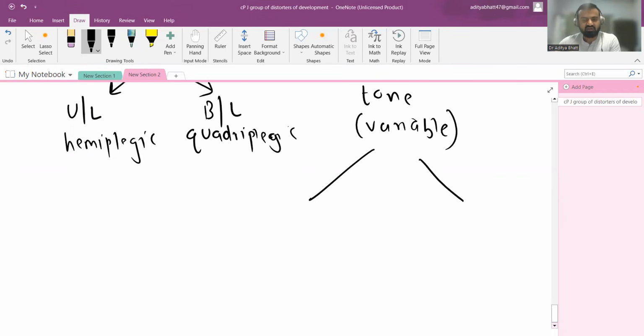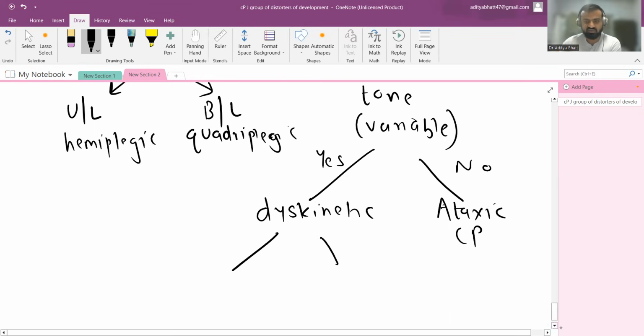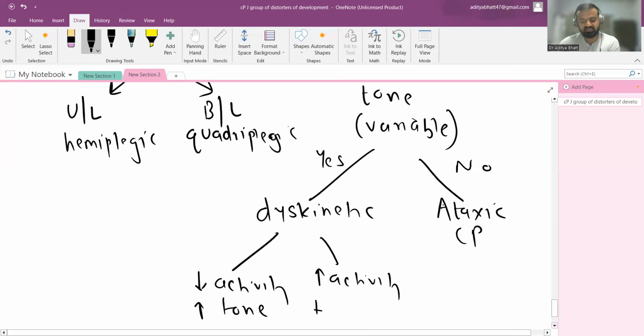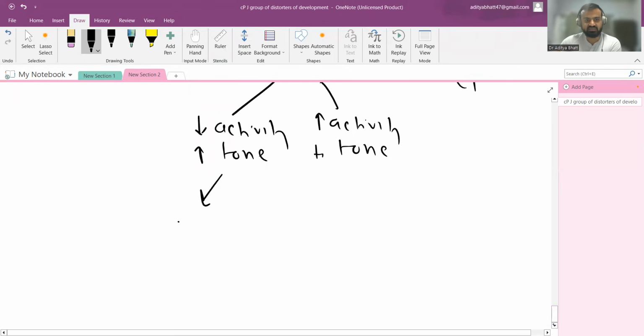If it is variable, then your answer is that it is dyskinetic CP. If it is not variable, the next question you ask is whether it is ataxic. If it is, then your answer is ataxic CP or atonic CP. Now, in case of dyskinetic CP, you ask one further question: if there is reduced activity with increased tone, or increased activity with decreased tone. When there is decreased activity with increased tone, it is dystonic CP.